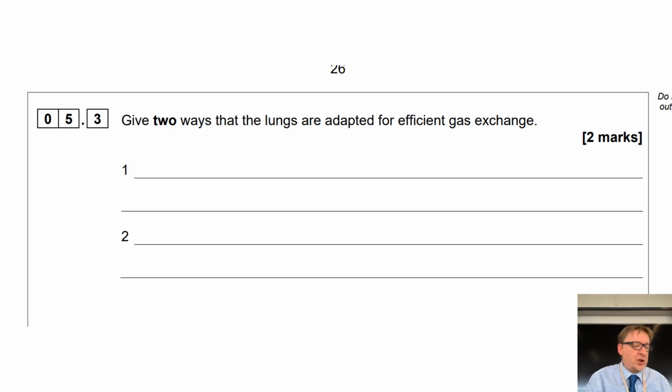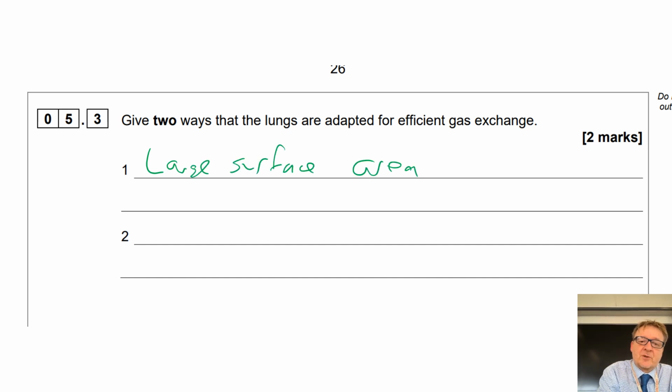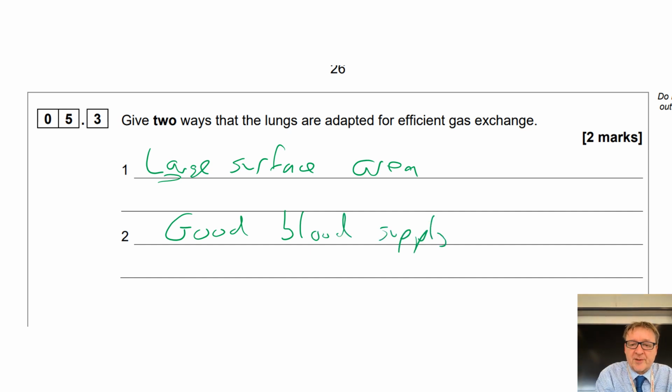5.3. Give 2 ways the lungs are adapted for efficient gas exchange. 2 ways. Large surface area. So what I've done is I've said it's got a large surface area. I haven't just talked about surface area. They've got a good blood supply. I don't just talk about blood supply. And there is a third one, which is the walls are 1 cell thick.